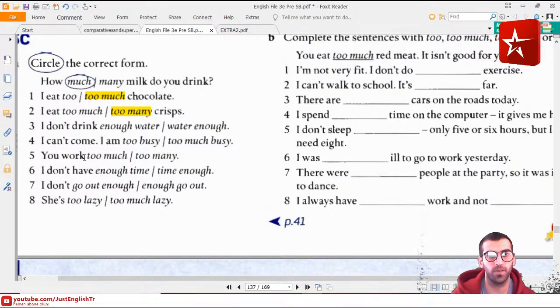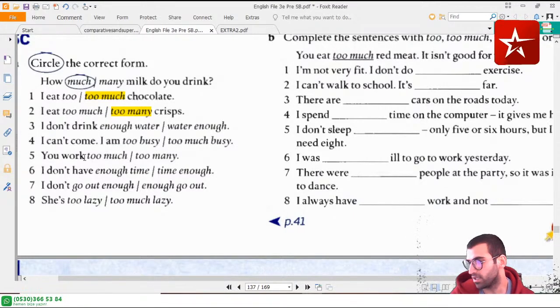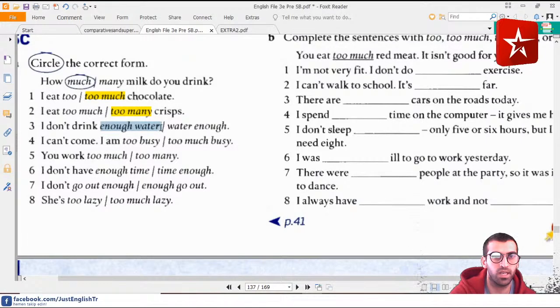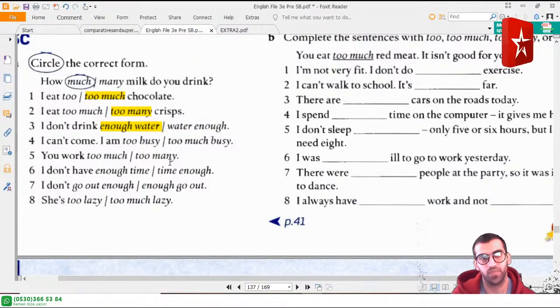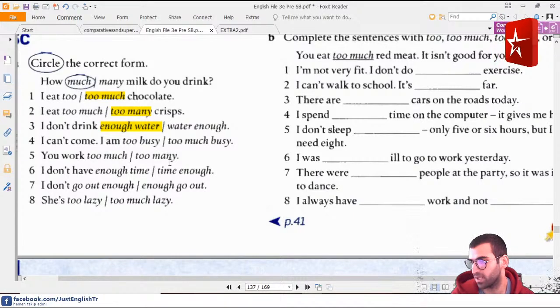What about number 3? I don't drink enough water or I don't drink water enough. Water is an uncountable noun. I don't drink enough, and we use enough before a noun. Yes, I don't drink enough water. Okay, too much is a wrong answer. Too many crisps. Yes. All right.